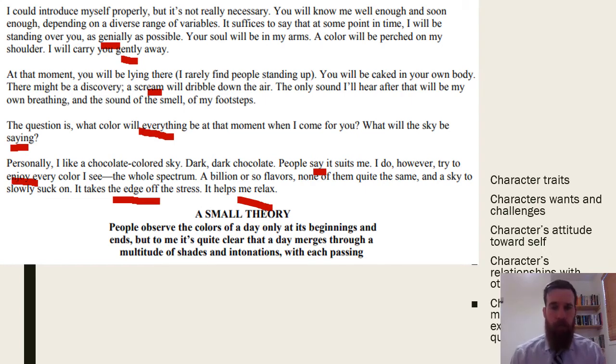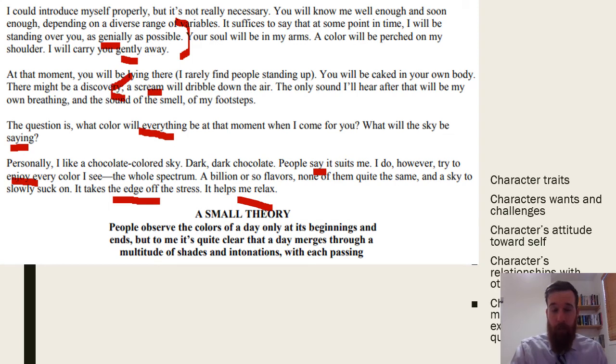All right, so I underlined a bunch of things as I was going, but these are things that I was kind of picking up on for these. So, like, characters, traits, like, he's doing it as genially as possible, carrying you gently away. So, like, Death seems nice, which is not what I would expect here. There might be a discovery, a scream.